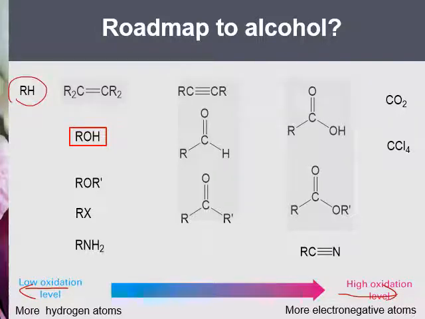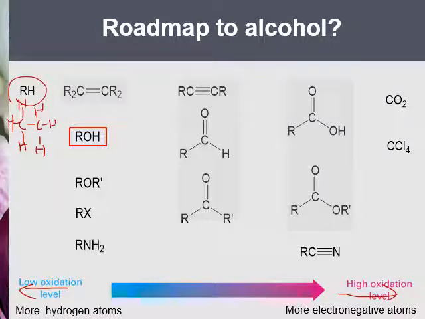An example is ethane. So all carbon hydrogen, no double bond, no triple bond, no electronegative atom, simply carbon hydrogen single bonds. All right, that's the lowest oxidation level. Now, in organic chemistry, when oxygen is added to a compound, the reaction is called oxidation reaction.